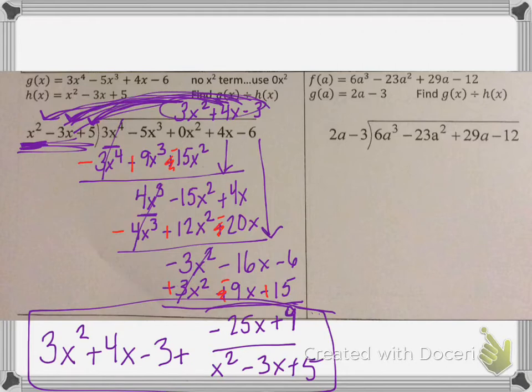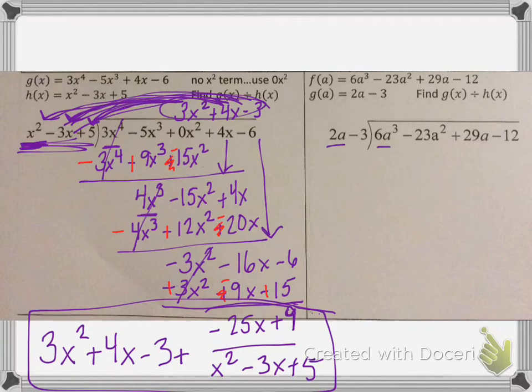Let's try the next one. Next one's a little different because it's the first one that has a coefficient out there. So let's deal with that coefficient. We've got everything all set up for us, so that's helpful. Don't have any zeros to worry about filling in a blank spot like we did on the previous one, so let's just go ahead and get started.